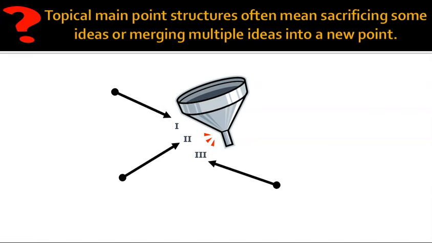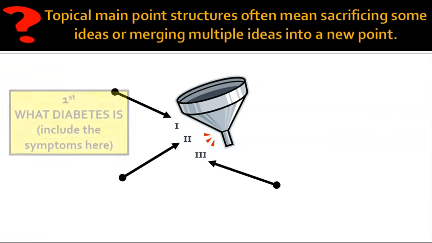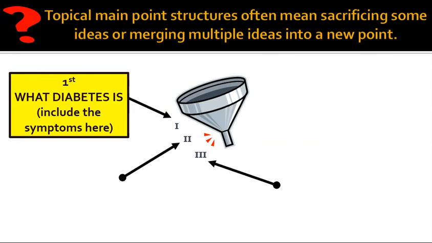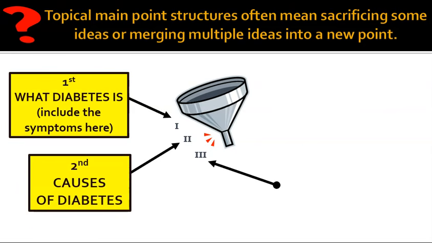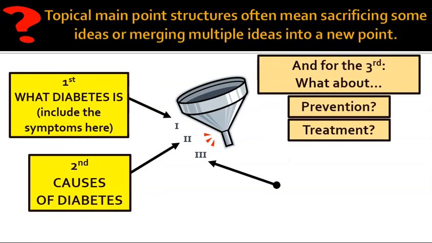Topical main point structures often mean sacrificing some ideas or merging multiple ideas into a new point. Let's take that same example we just looked at. We can put what diabetes is as a first main point and include those symptoms from the third point here in main point 1. Then we can look at the causes of diabetes as the second main point. And for the third point, what about prevention?